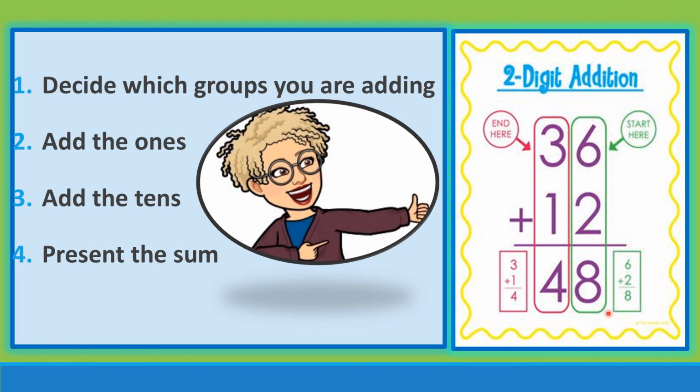How did we get to this answer? We followed 4 easy steps. First, decide which groups you are adding. Second, add the ones. Third, add the tens. Fourth, present the sum. You were one group of smart cookies today.